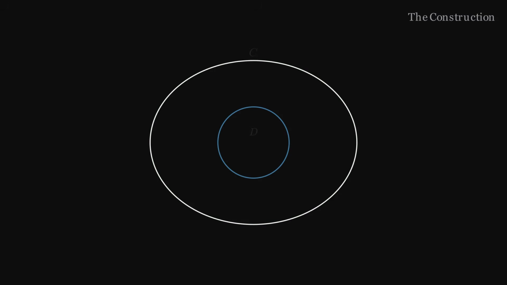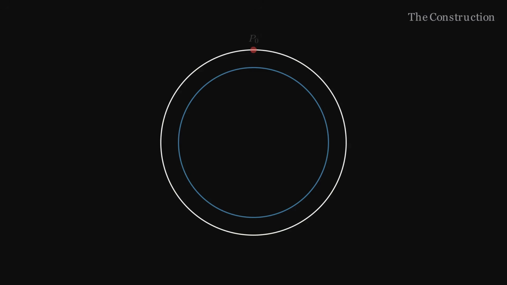From P0, there are exactly 2 lines you can draw to D that just touch D at a single point, 2 tangent lines. Each of those tangent lines, once you extend it, crosses the outer conic C at a second point. Pick one of those crossings. It's our new point, P1.